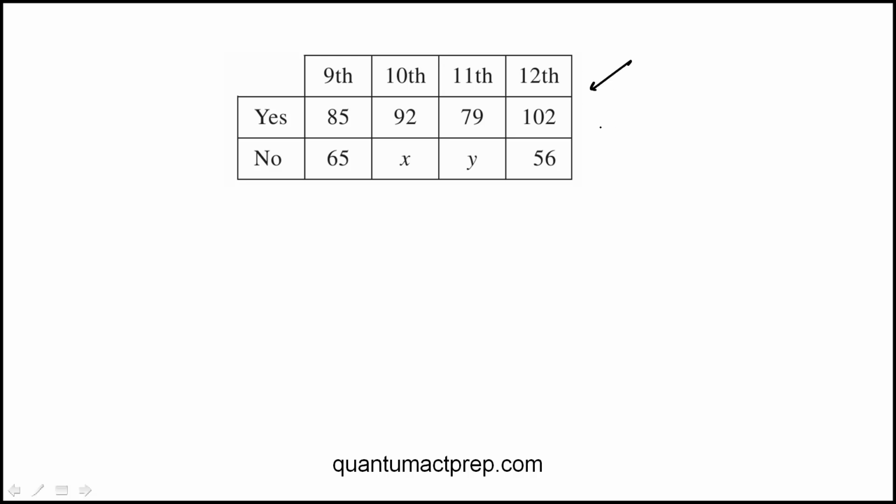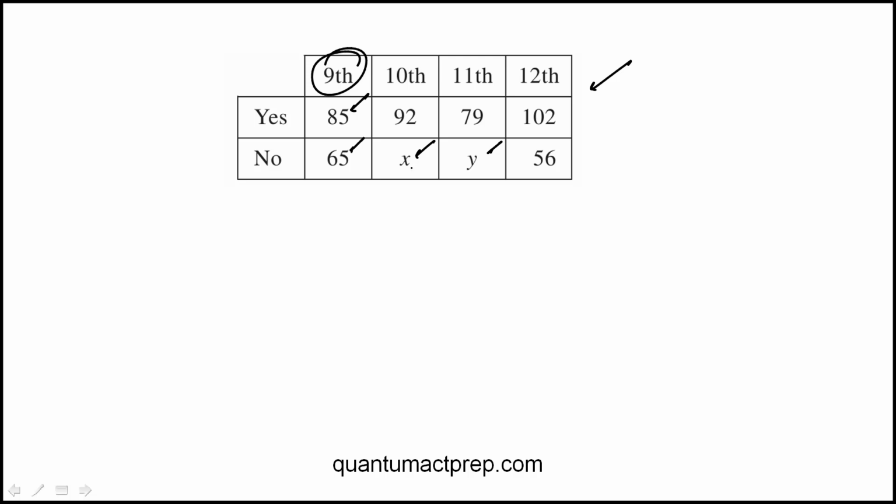So we're given this table that has this data where they ask students, are you studying enough? For example, in ninth grade, 85 students said yes, 65 no. And some of these values are not given and are listed as X and Y.